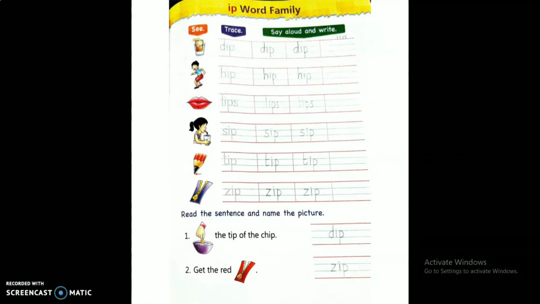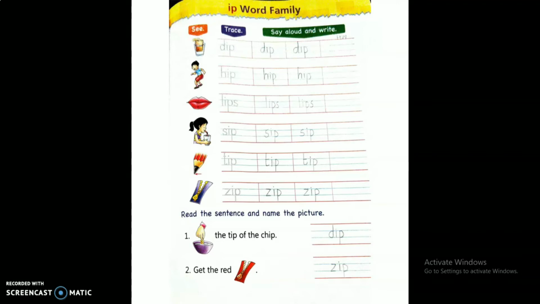Now we will start with the next I vowel word, the ip word family. The sound of letter I is short i and P is p. So together we will call it the ip word family. Now see the picture and read the word.